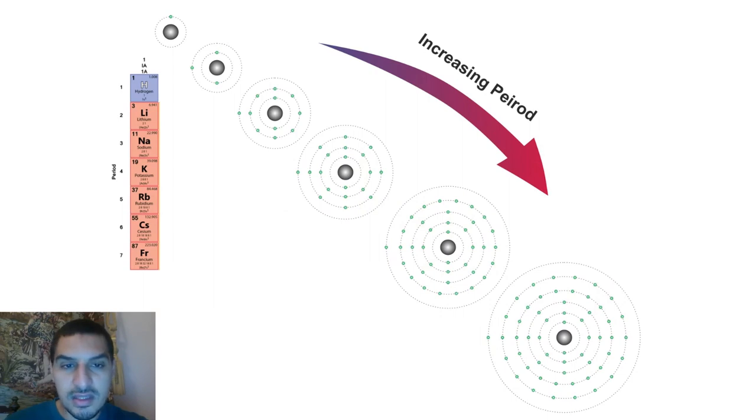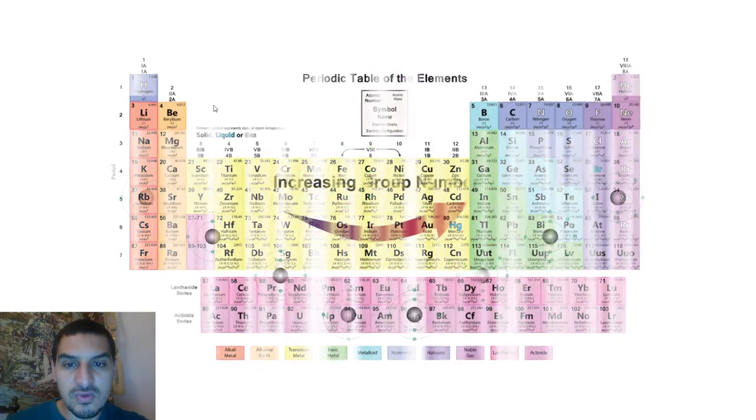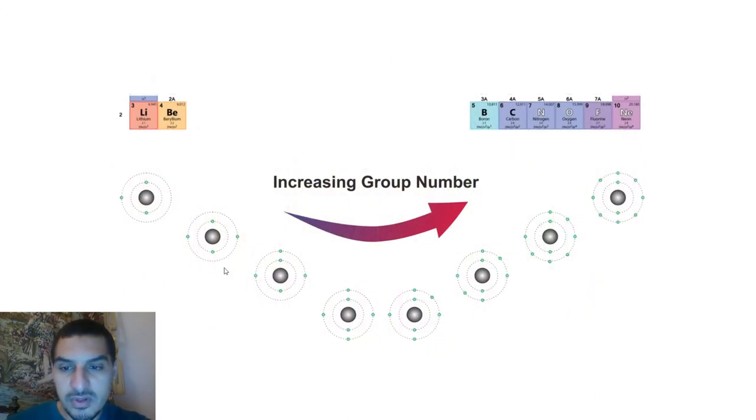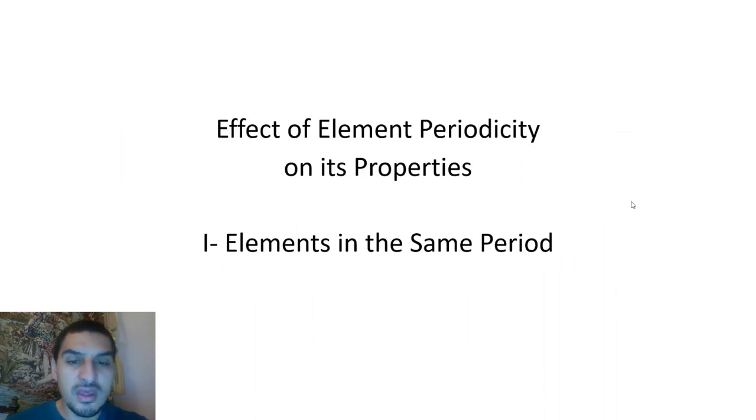Again, we said that as you go down, you're increasing the period, so you're opening a new energy level. The same number of electrons is in the last energy level, and as you go to the right, you are increasing the group number, so you're adding one more electron in the outermost energy level. The next video will talk about the periodicity of elements and how the properties of elements change as you go to the right or down. So this is what we're going to talk about in the next video, inshallah.